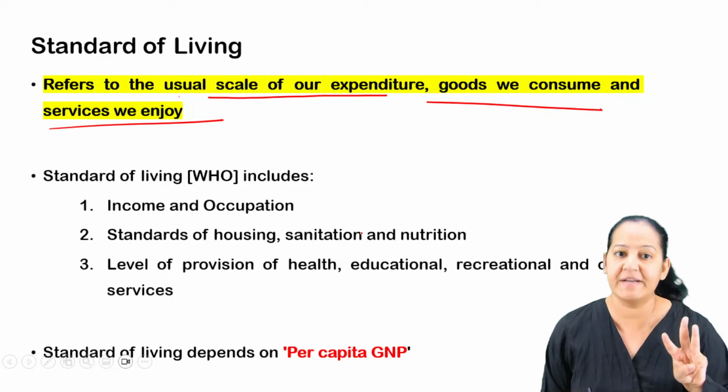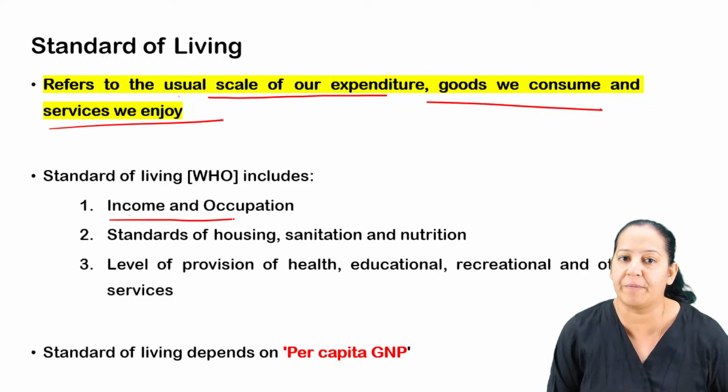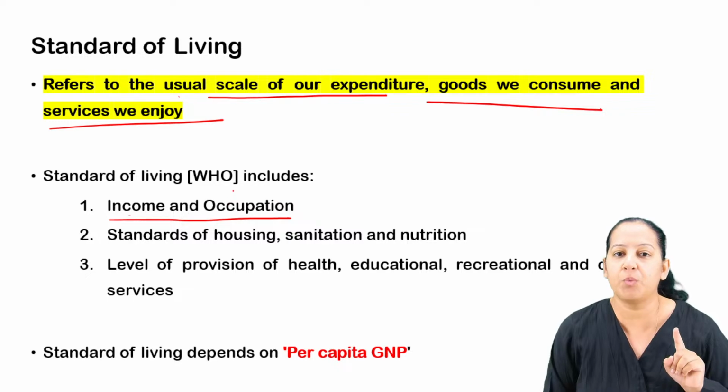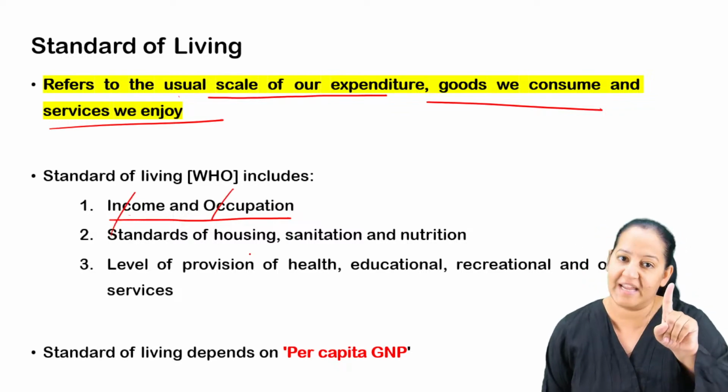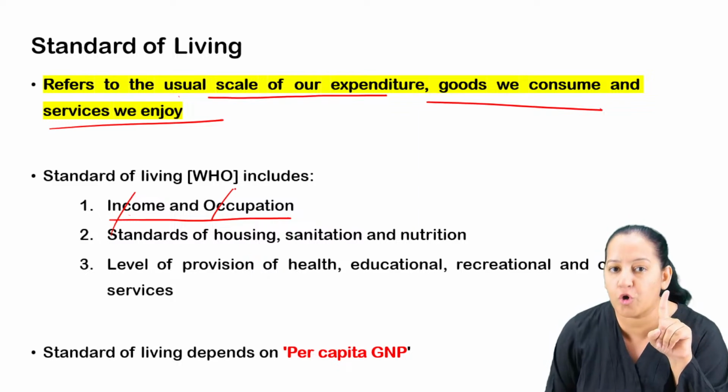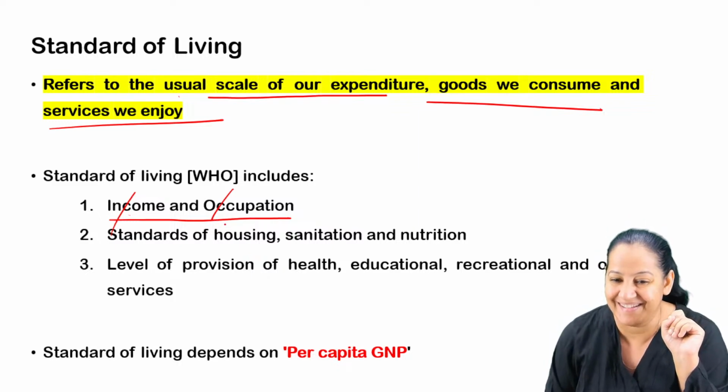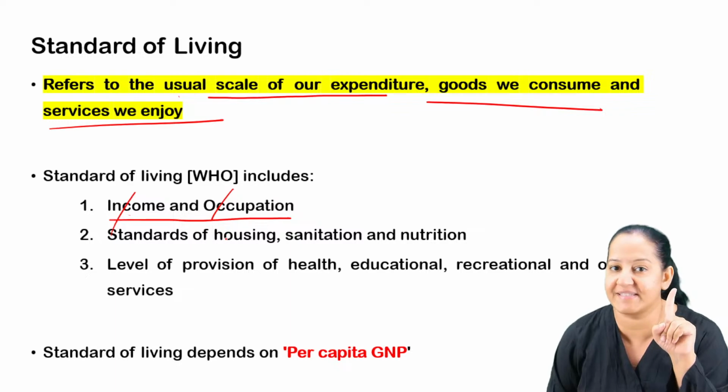Now it depends on three things. Number one, income and occupation. We take them together because whatever the occupation is, that's going to decide the income of the person. Occupation is only going to decide the income. So income and occupation decide the standard of living.